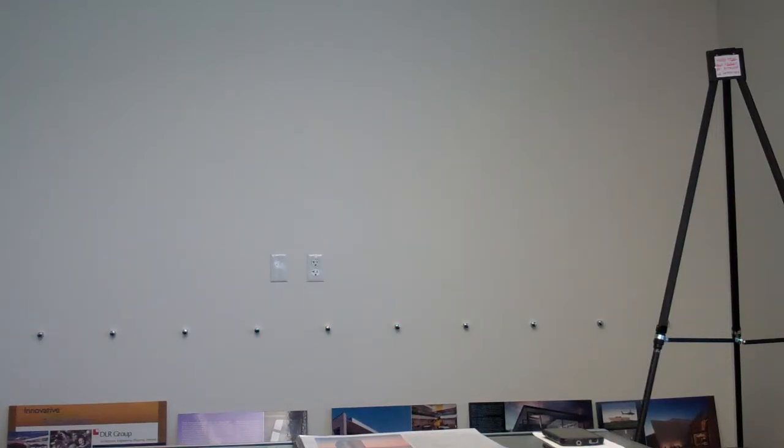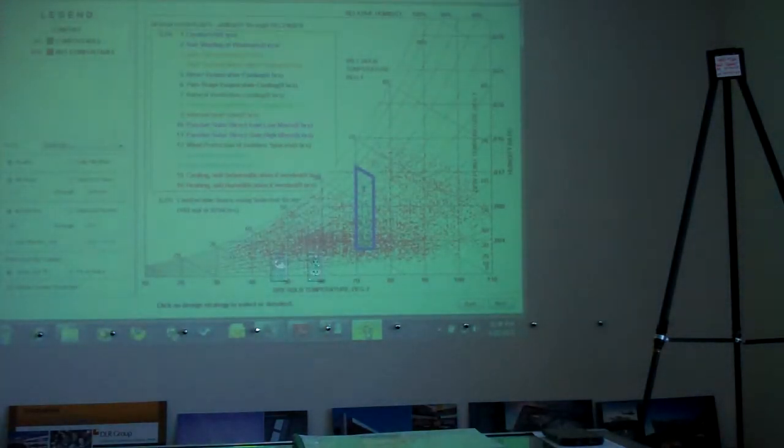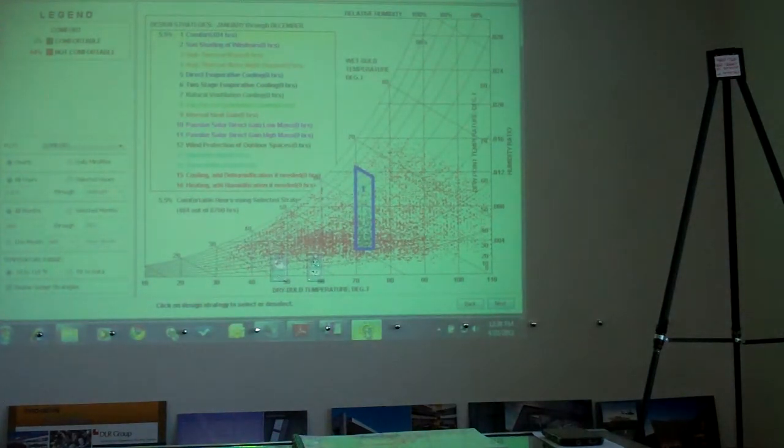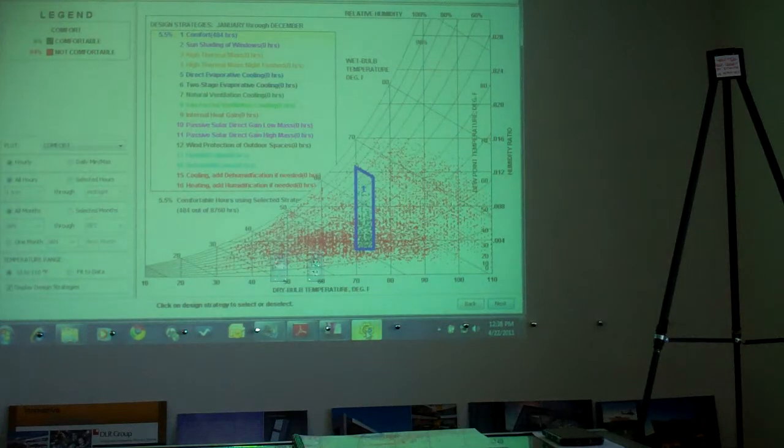So most of you are aware of Climate Consultant. Climate Consultant is a great program. The more people look at it, the more we will understand how to use it on our projects. And this is a great program during the early analysis, early design process to evaluate what strategies to go after.